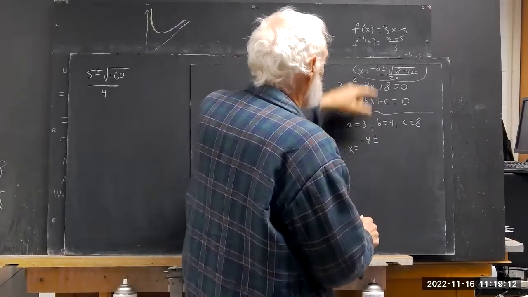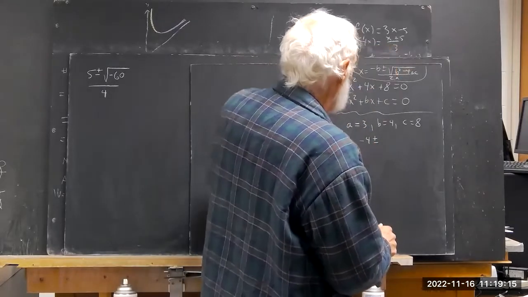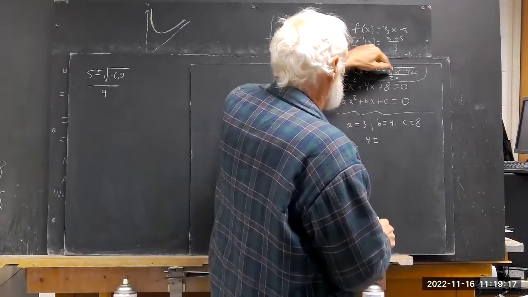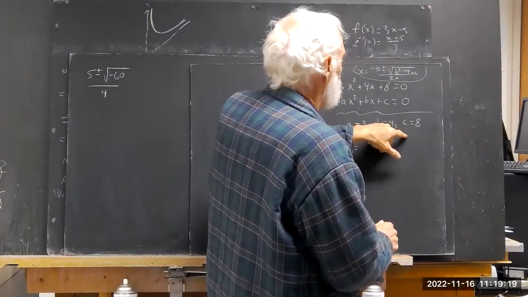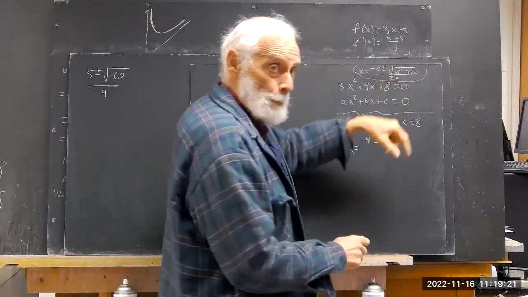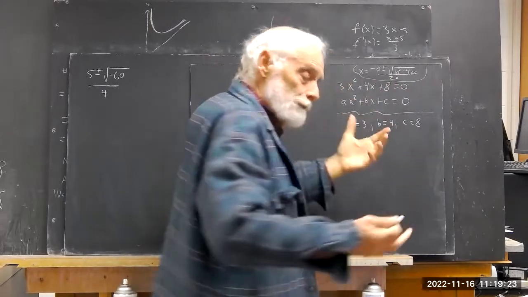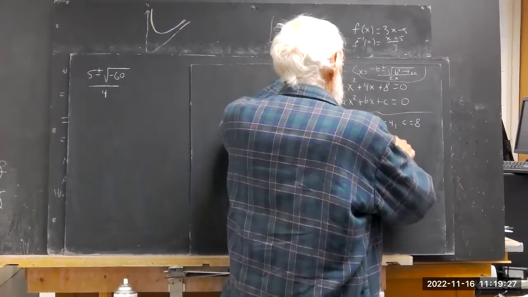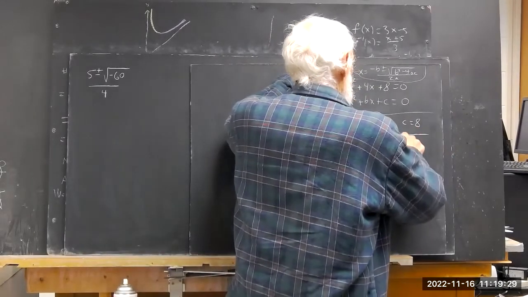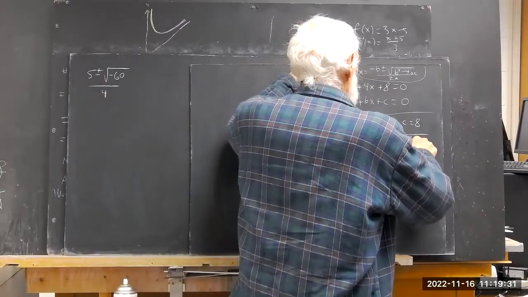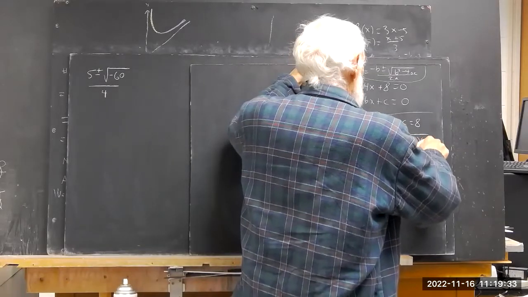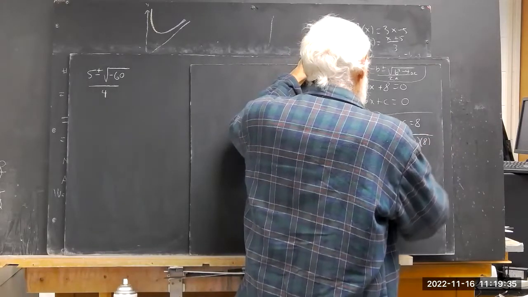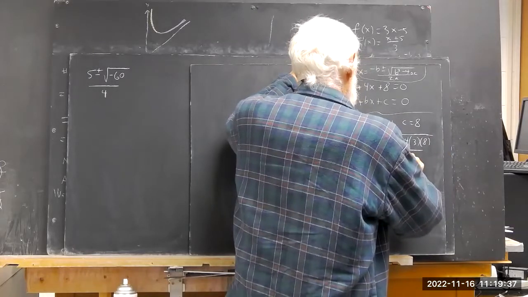We're substituting 3 for A, which occurs here and here. We're substituting 4 for B, which occurs here and here. We're substituting 8 for C, which occurs just here. And you get used to that. You do it several times and you've got it. So that's going to be negative 4 plus or minus the square root of 4 squared minus 4 times 3 times 8, all over 2 times 3.